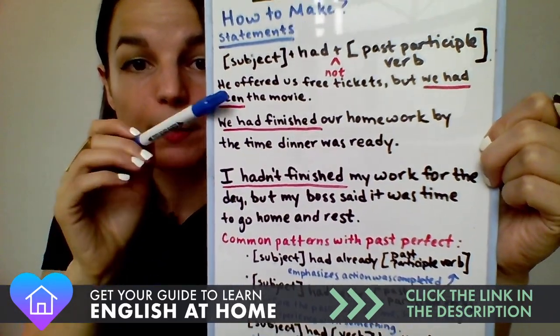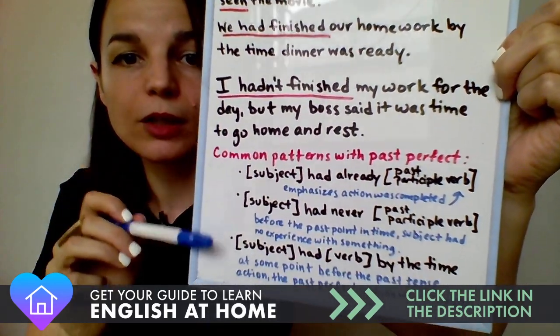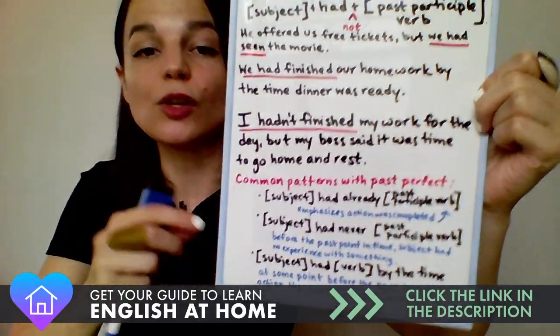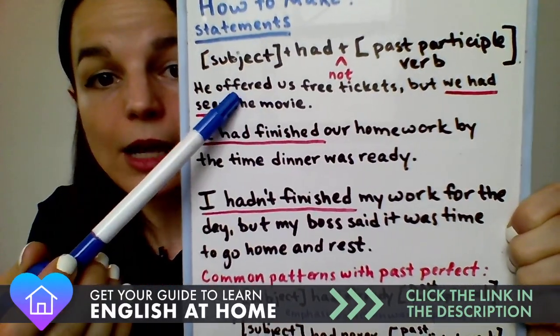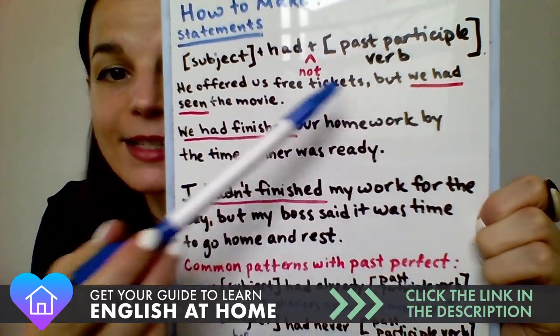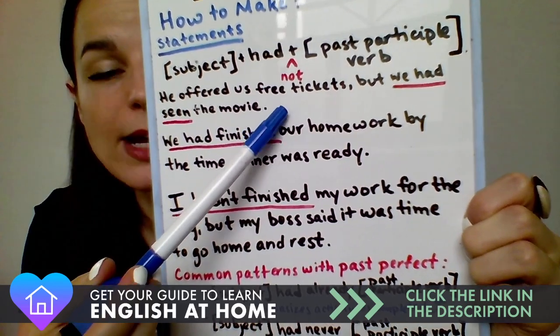We're going to look at some positive examples and some negative examples, and then we're going to look at some common patterns you see with past perfect. So, carrying on. First one. He offered us free tickets, but we had seen the movie.